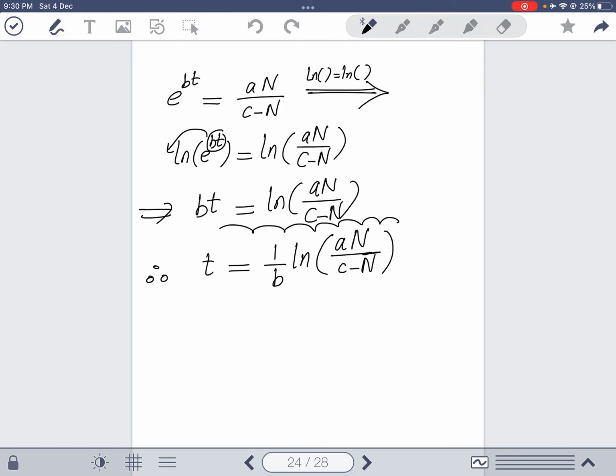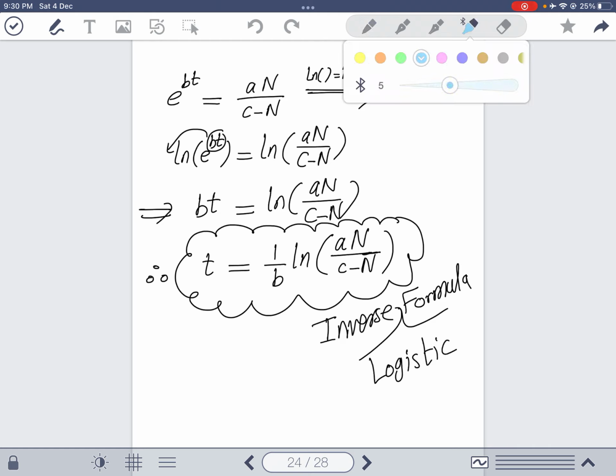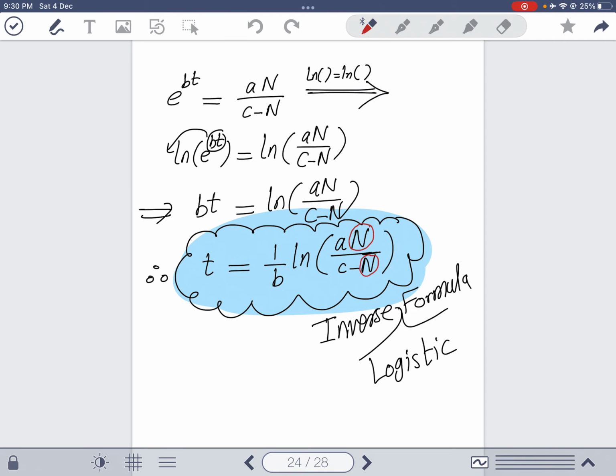Perfect. Now look at this formula. This is the inverse formula. The inverse logistic formula. Very nice to know this formula. So we will highlight it and tell you what it does. It asks you to give it a number or a population, a specific population, and it will tell you the time at which this population will be reached.